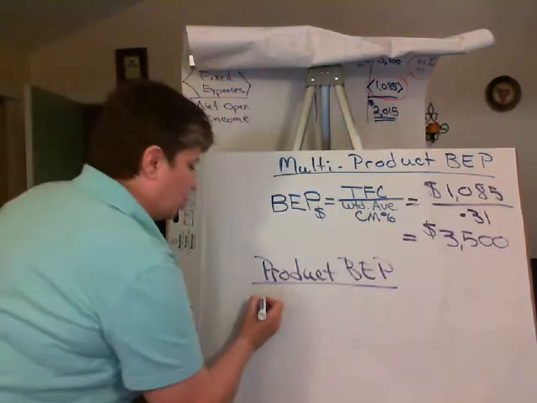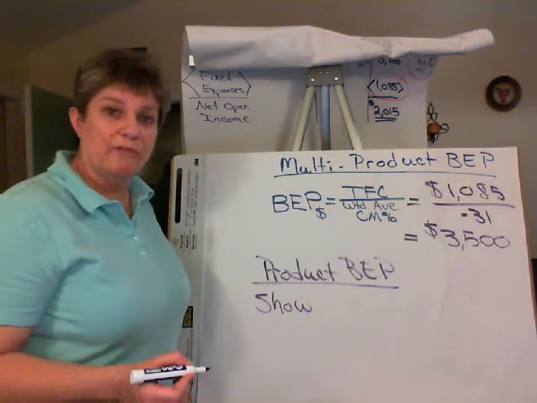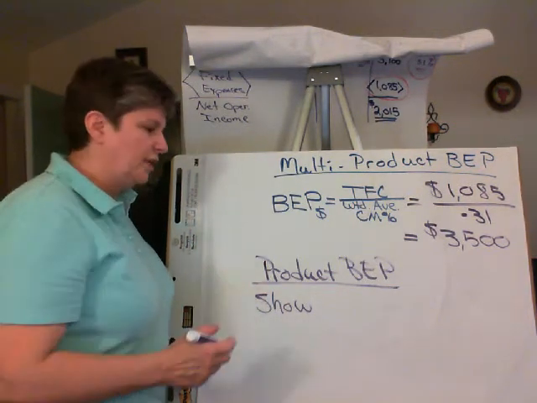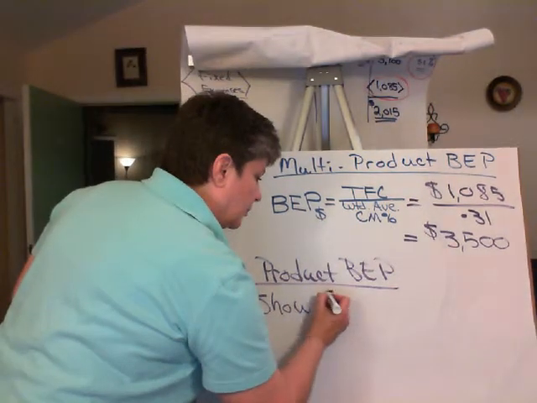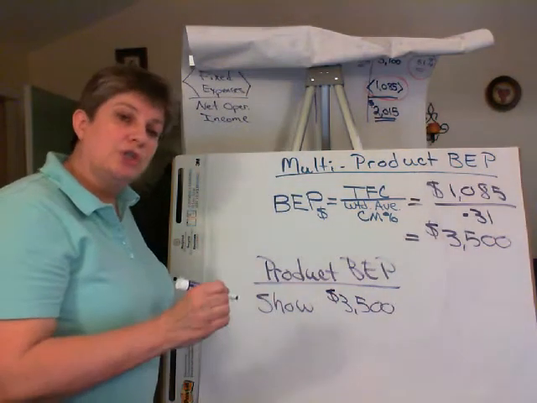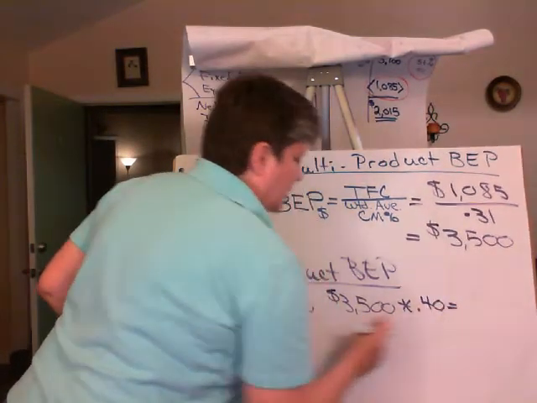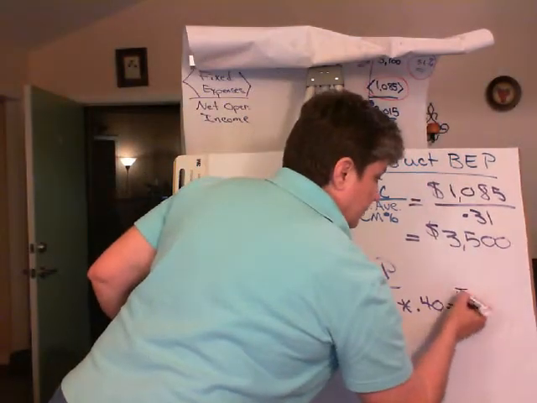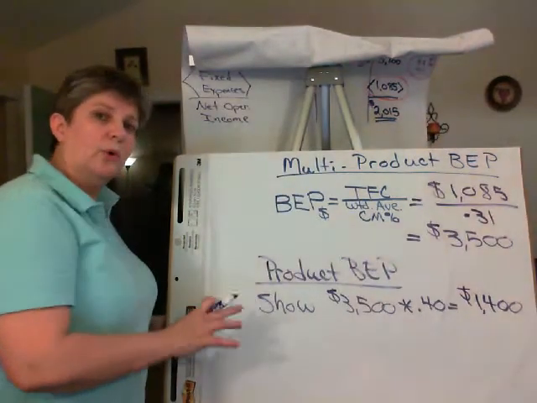Now, remember that Show accounted for 40% of the total sales revenue for the company. So in order to calculate how much sales we need to have of Show to reach break-even, we'll take the break-even point sales revenue for the company as a whole of $3,500 and multiply that times Show's proportion of total sales, 40%. So 3,500 times 40%, $1,400 is the amount of sales that we need from Show in order to break even.